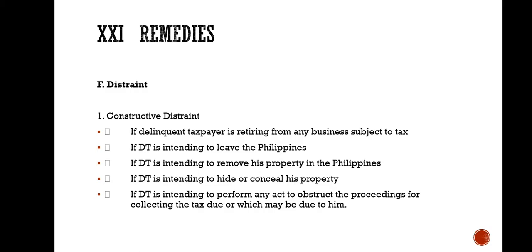If the delinquent taxpayer is retiring from any business subject to tax, if the delinquent taxpayer is intending to leave the Philippines, if the delinquent taxpayer is intending to remove his property in the Philippines, if the delinquent taxpayer is intending to hide or conceal his property, and if the delinquent taxpayer is intending to perform any act to obstruct the proceedings for collecting the tax due or which may be due to him, then the proper remedy is distraint or constructive distraint.